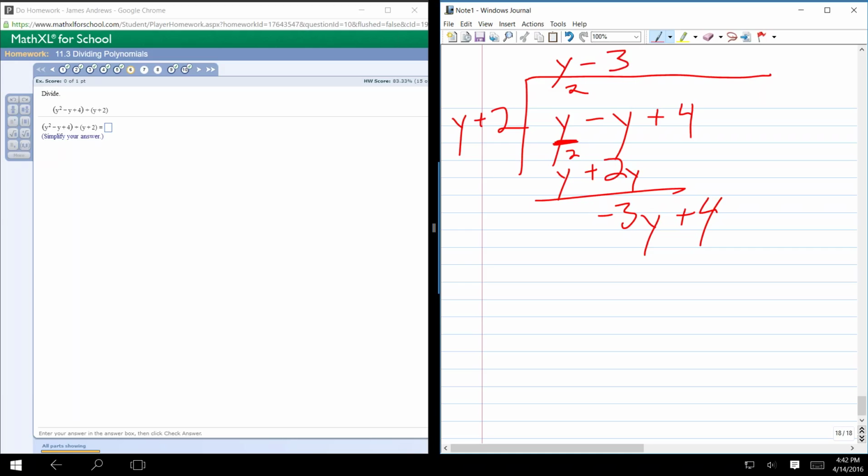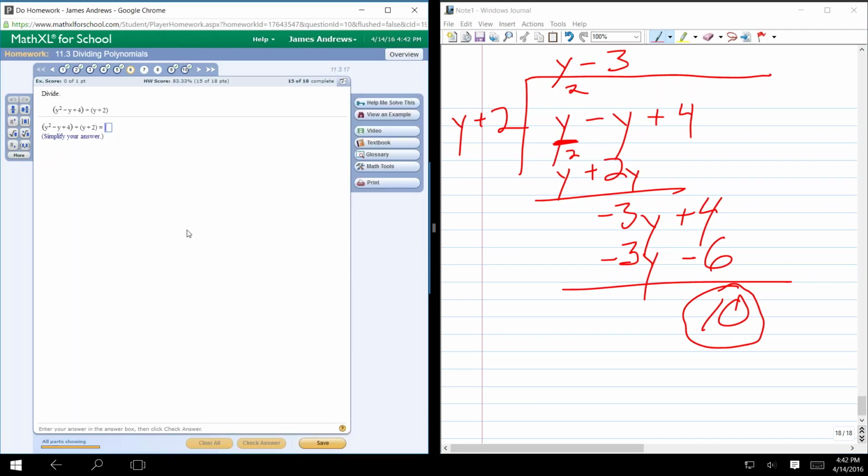Negative 3. Okay, which always produces the same term right there. Right. Minus 6. So what's that? That would be 10. Okay. So my answer is going to be what? Y minus 3 plus 10 over y plus 2. Correct. Y minus 3 plus 10 divided by y plus 2.